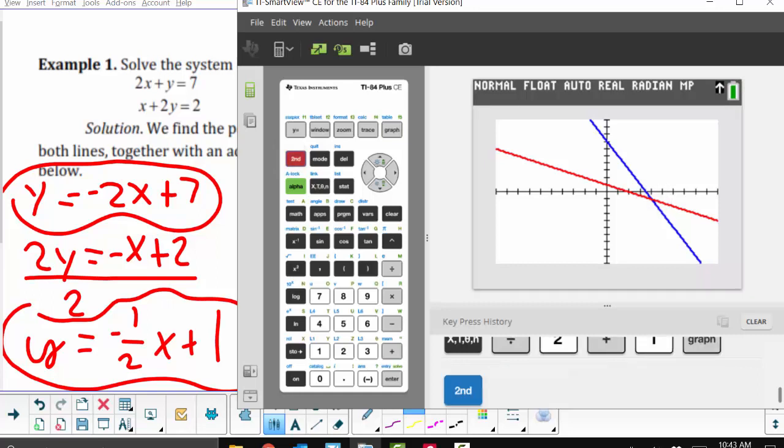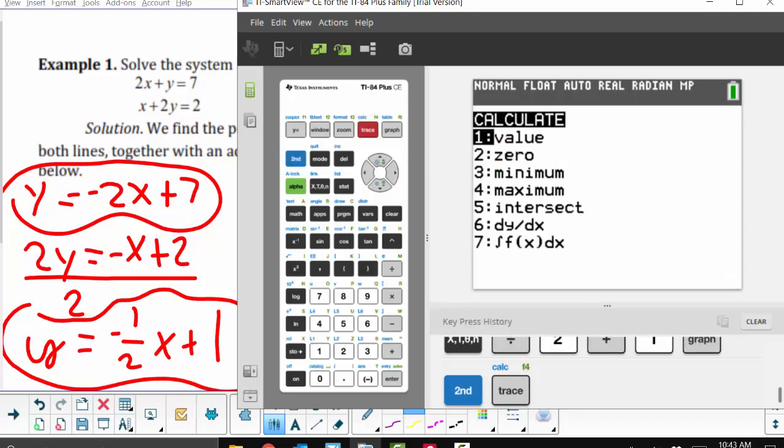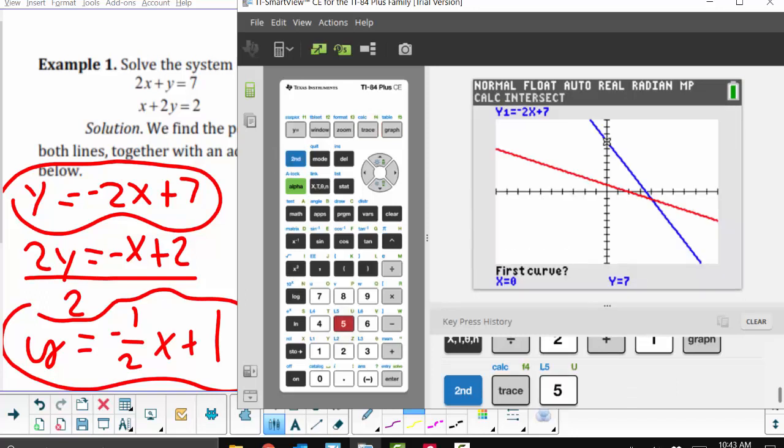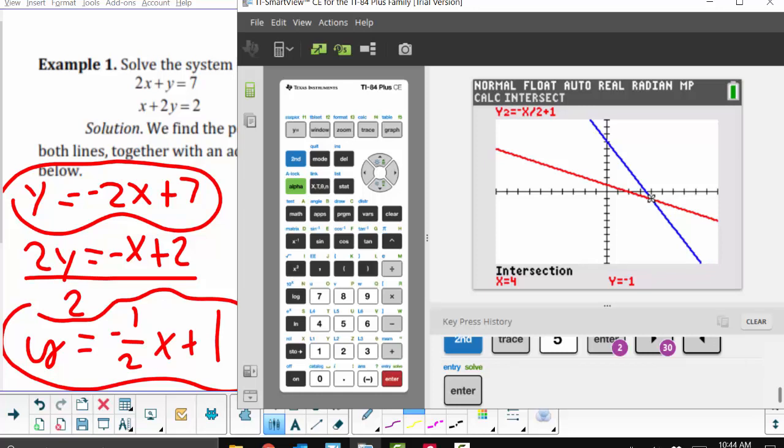Let's go to second, calc, fifth option, and we're going to go first curve, second curve, and then we're going to move our cursor for the guess as close as we can get it. And we're going to press enter. 4, negative 1. So pretty easy stuff, right?